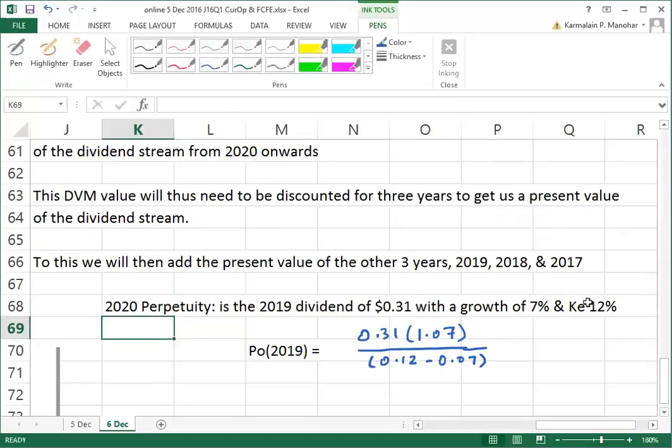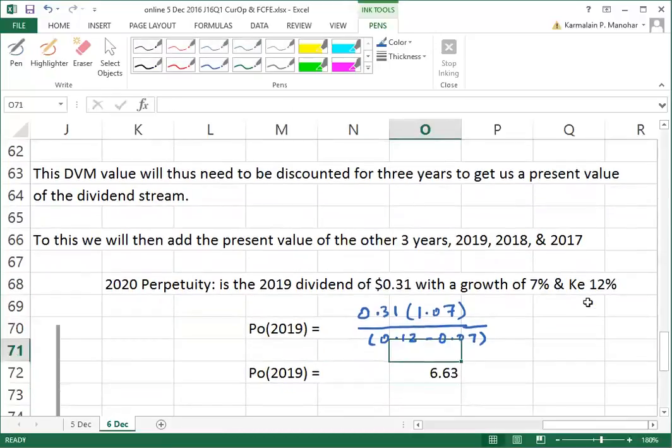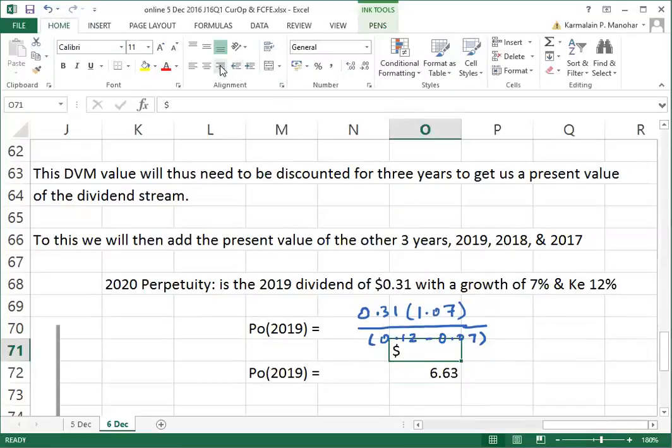Come on, somebody punch for me. What's the P0 2019? Does my answer sheet have a separate number? No, no separate number for me. So I'll have to hope we have all the right numbers and we'll deal with it. P0 2019, 6.63. Now remember, these are cash flows, so it'll all be in dollars. All right, 6.63.